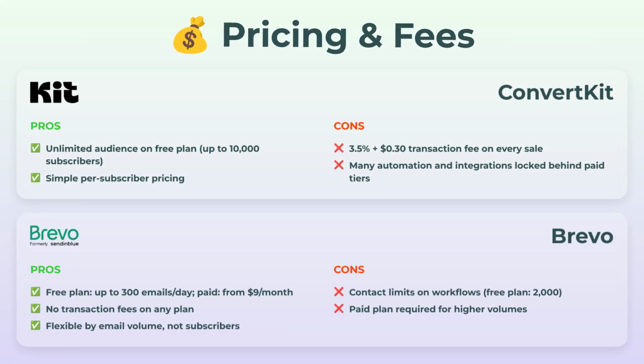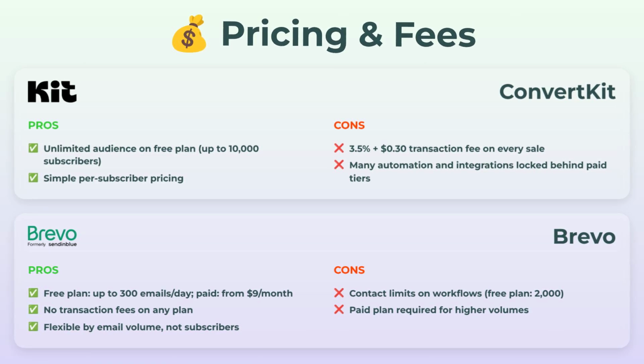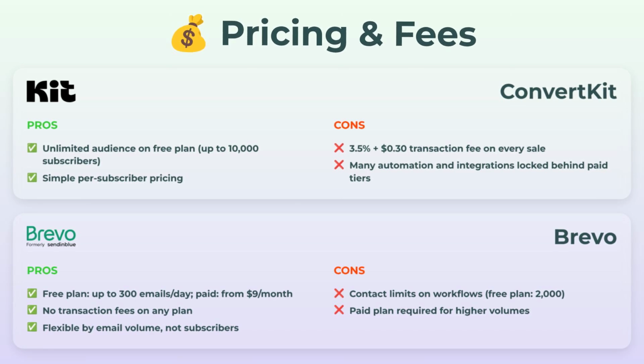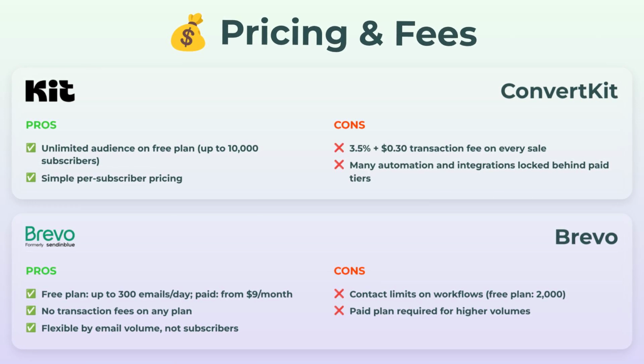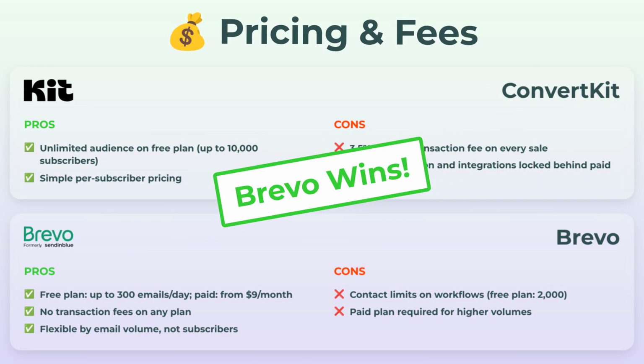Now, Brevo, you get up to 300 emails a day on the free plan, and paid plans start at $9 a month. No transaction fees at all. Pricing's by email volume, so it's super flexible if you have a fluctuating list. But heads up, on the free plan, automations are limited to 2,000 contacts. And you'll need to pay for bigger sends. Honestly, Brevo takes this round for value.